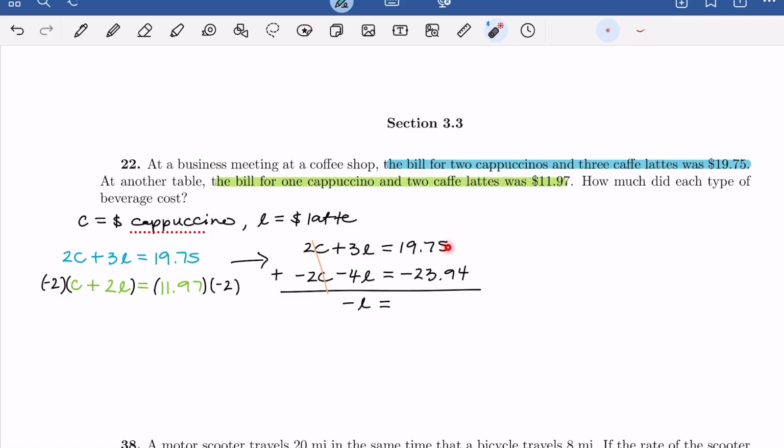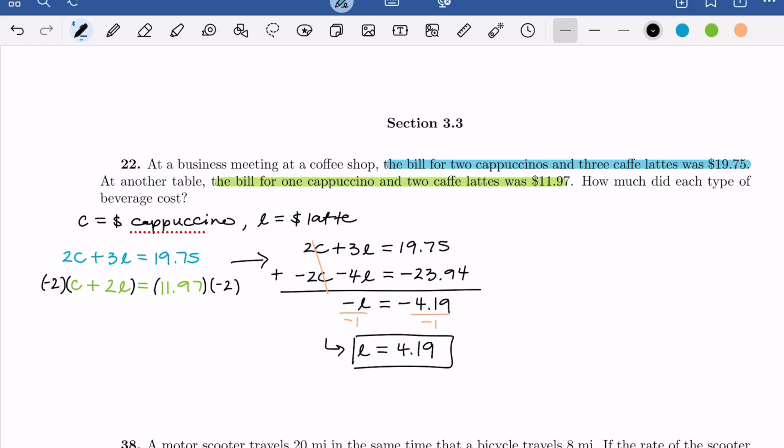And then we're going to have 19.75 minus 23.94. This is going to give us a negative 4.19. But this says negative L is equal to this. So in order to get L completely alone, we're going to have to divide both sides by -1, changing the signs of both sides of this equation. So we're going to get that a cafe latte costs $4.19.